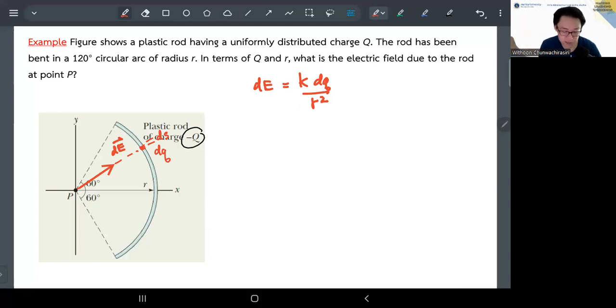But what happened next? Well, you really have to do this from the topmost dq, dq, dq, all the way down to the bottom. So each one of those will generate dE, dE, dE.